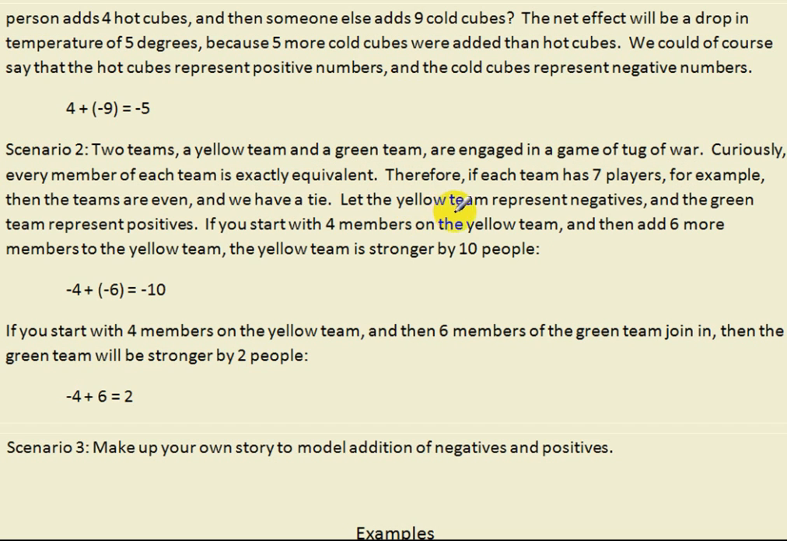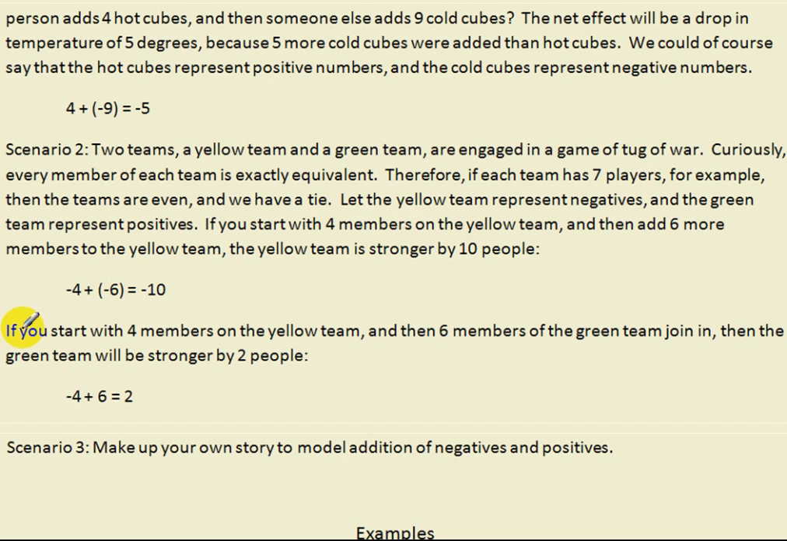So let's let yellow represent the negatives and the green will represent the positives. If you start with 4 members on the yellow team, that would be a negative 4, and then add 6 more members to the yellow team, negative 6, we have now 10 people on the yellow team, so negative 10.